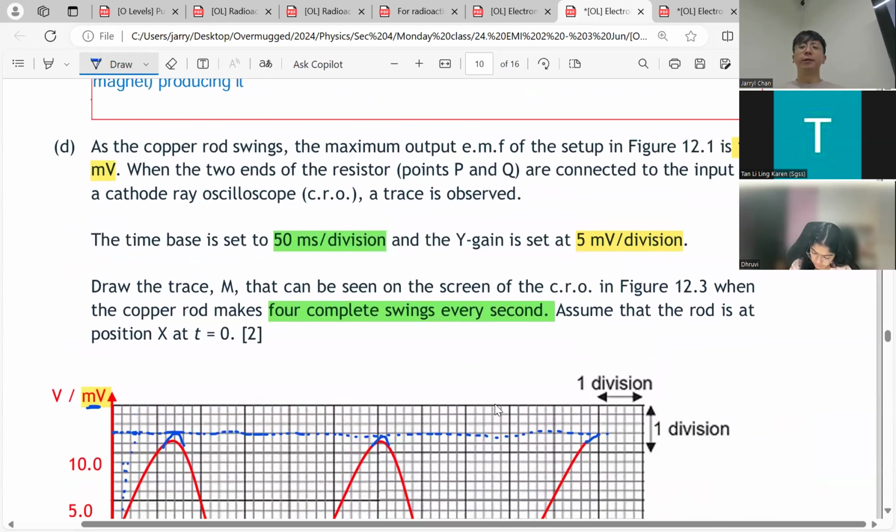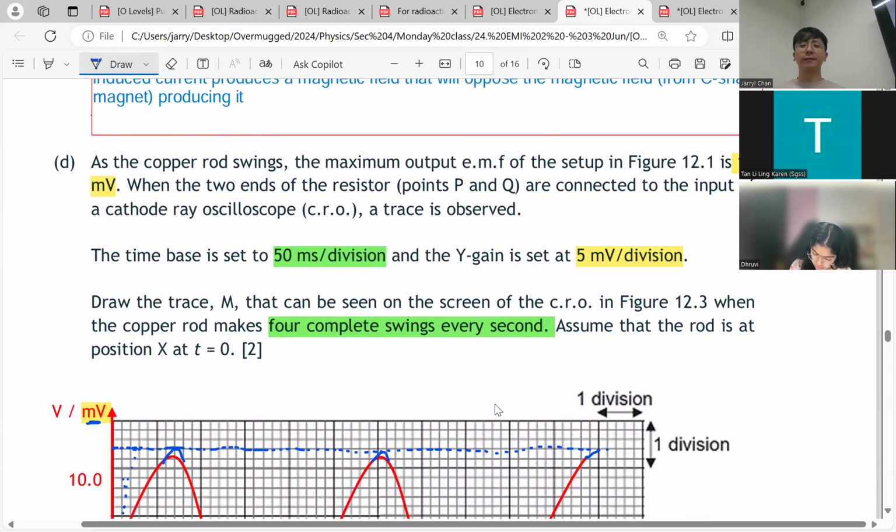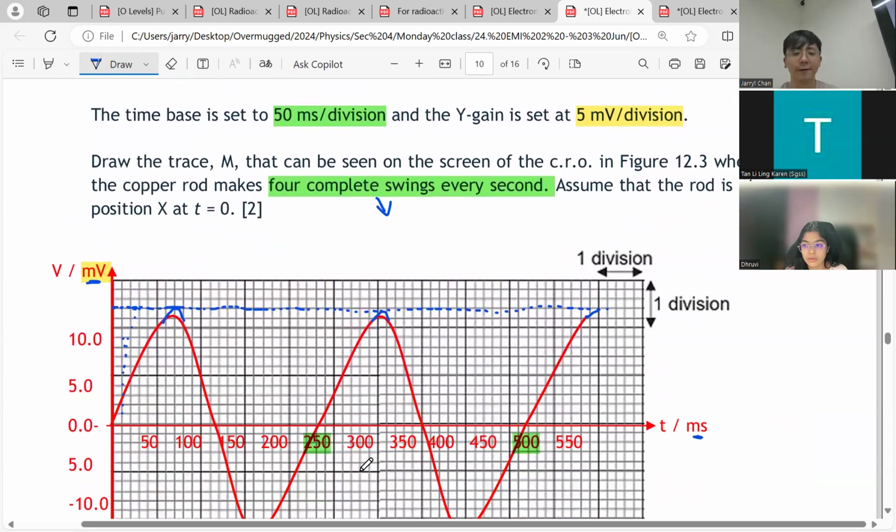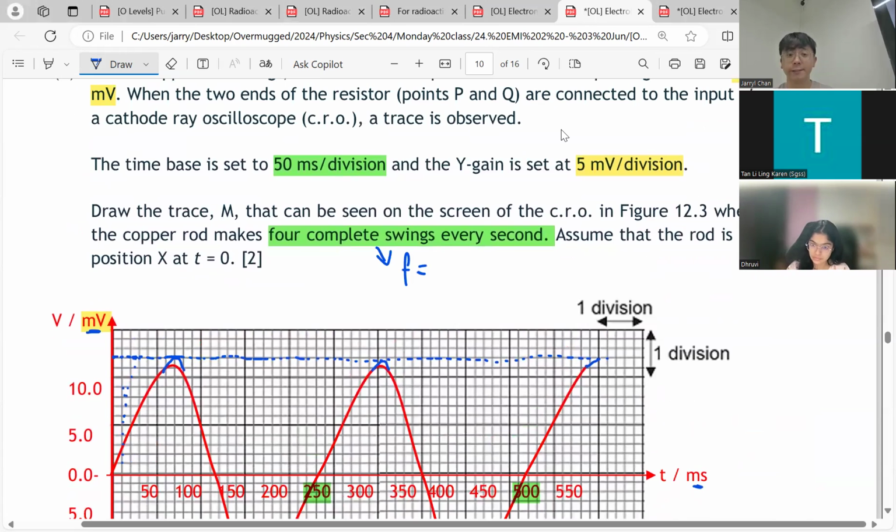Okay, Karen, let's check with you for this. 4 complete swings every second. You can just type it up if you're feeling like your throat cannot. Okay, 4 complete swings every second. What does this tell you? Right, frequency. So frequency equals 4 hertz. Okay, Karen, so I can find the period.